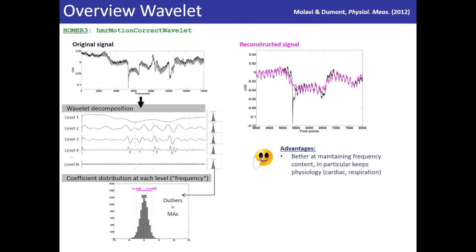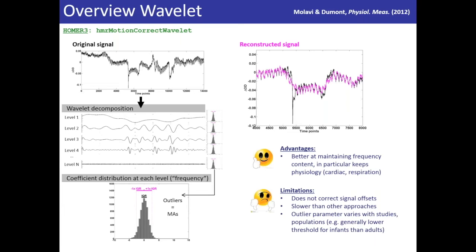Again, summarizing advantages: better at maintaining frequency content. This is really good, especially if you're doing resting state connectivity analysis and such. The frequency component is really important. It keeps cardiac, respiration and such nicely.